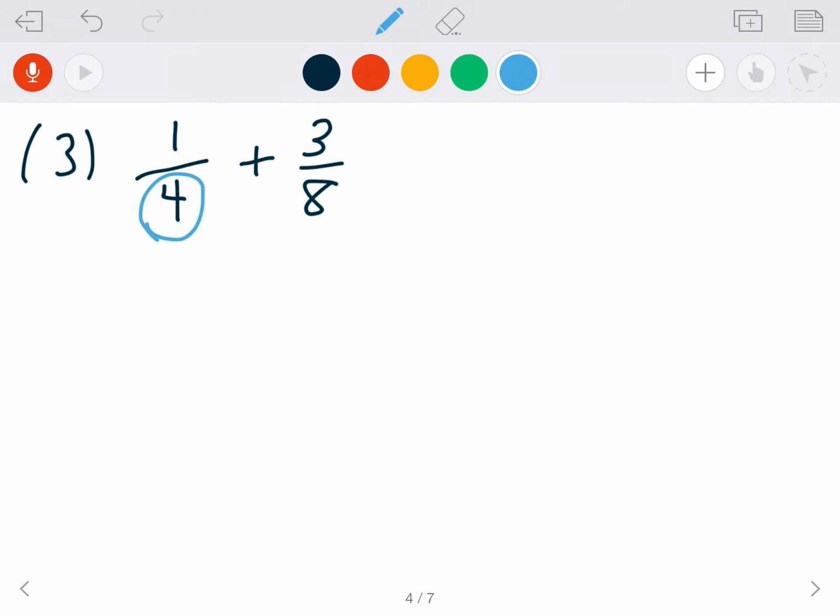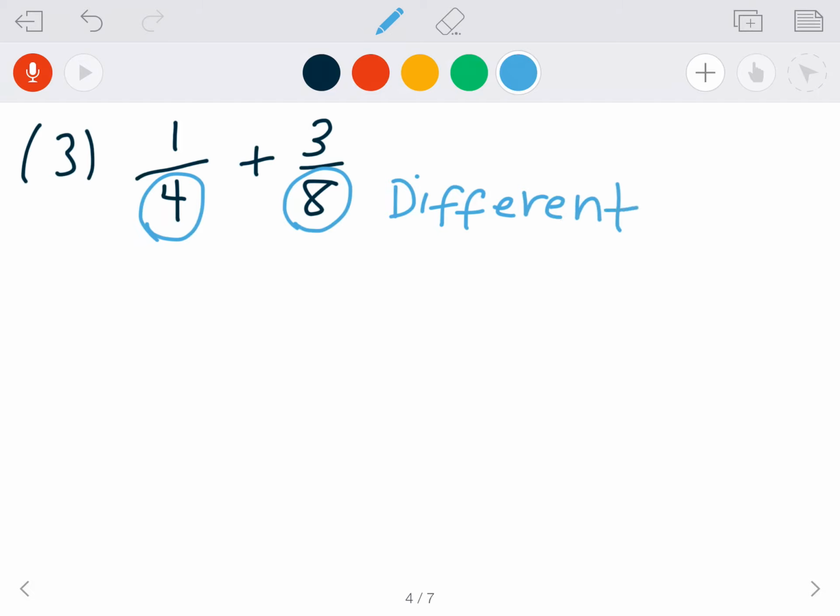Okay, our next example involves unlike denominators. This is number 3. We have 1/4 plus 3/8. Our denominator of the first fraction is 4, and in our second fraction it's 8. So these are indeed different. Okay, so when this is the case, we're going to have to multiply.